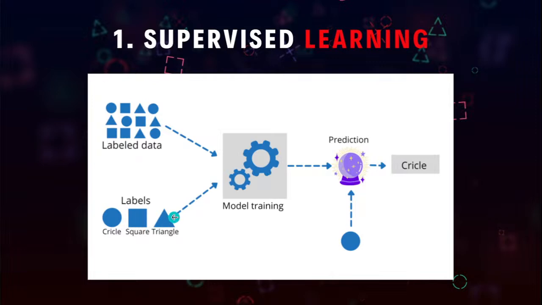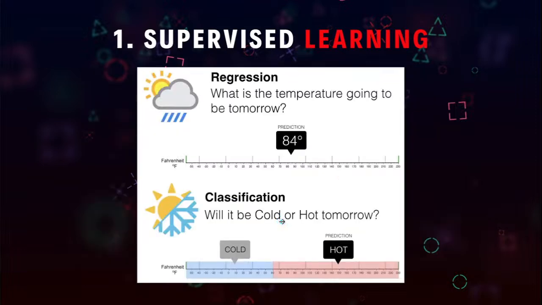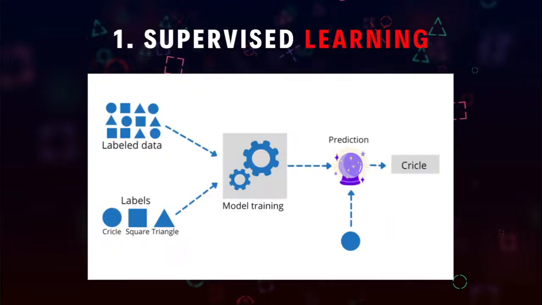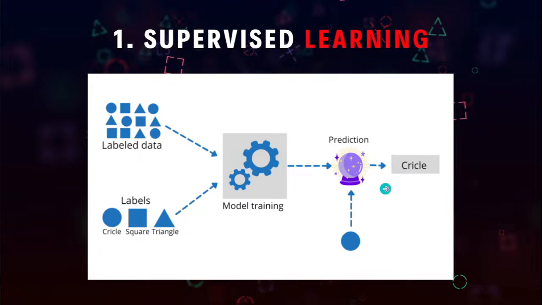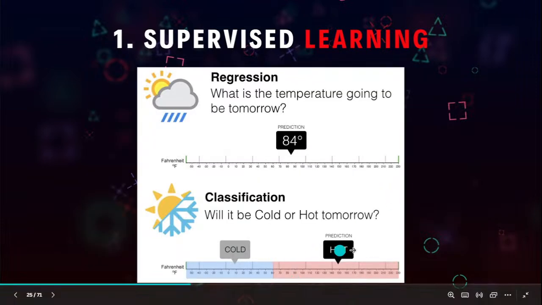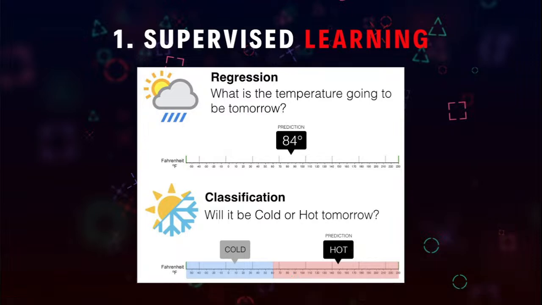You are giving labeled data. And in supervised learning, we have two types. One is called classification, another one is regression. What we have seen here is called classification. The task of this algorithm is to learn these and finally classify whether the output belongs to circle or square or triangle, or it could be something like yes or no, cold or hot. These things come under classification.